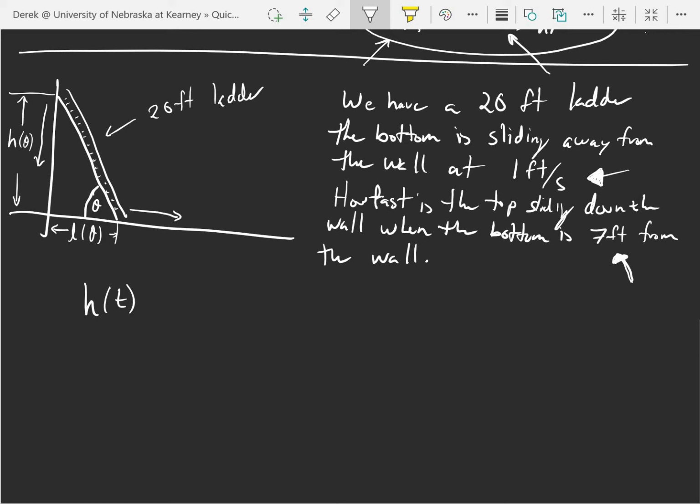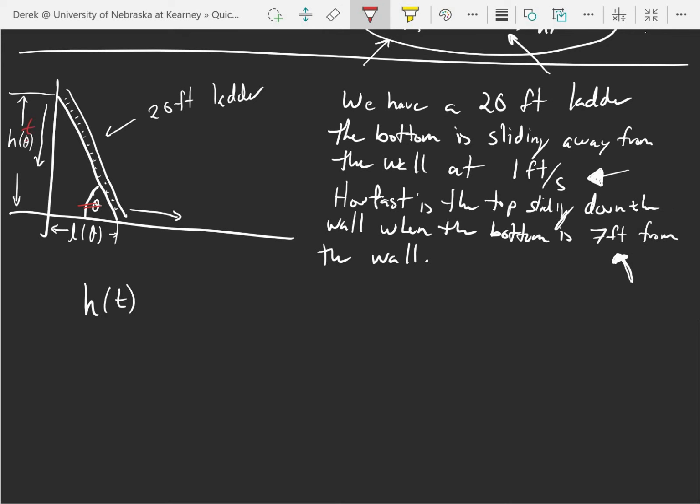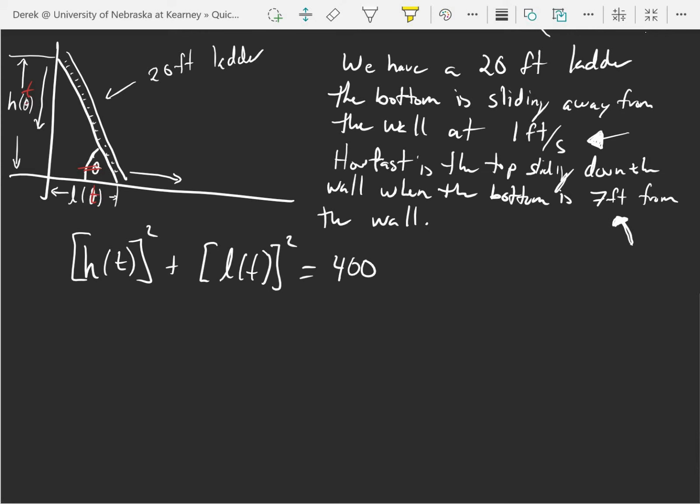So let's not even put theta in this. Let's make this h of t and the length at time t, because I want these with respect to a time variable. I could put it with respect to the angle variable, but let's do it with respect to the time variable. And I get h of t squared plus L of t squared equals, well, 20 squared, or 400. That's going to be the relationship between the height and the length. Okay, so I've got this equation.